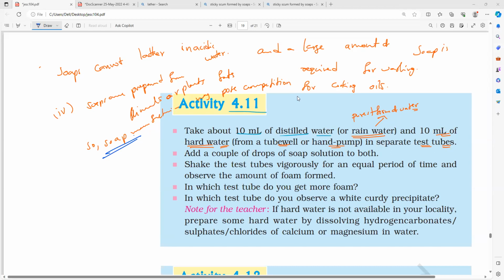What is the reason, do you know? The water coming to the water bodies is coming from where? Anybody?